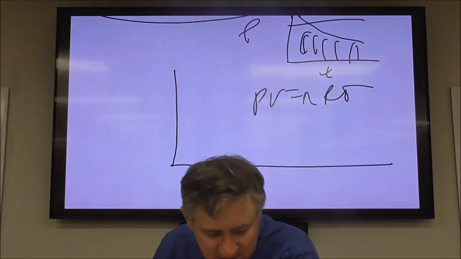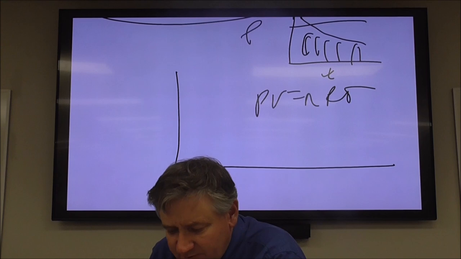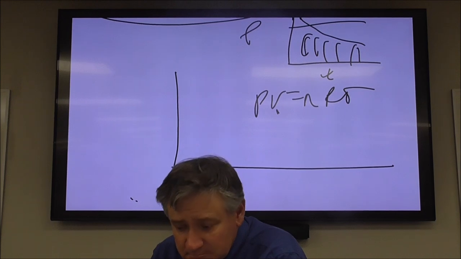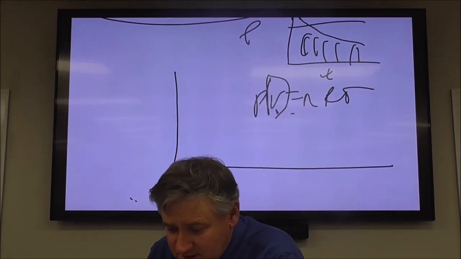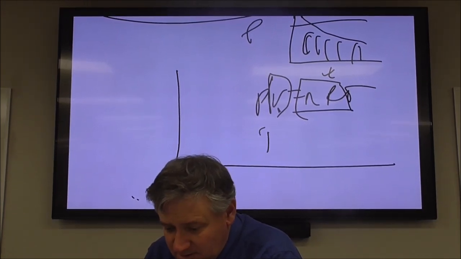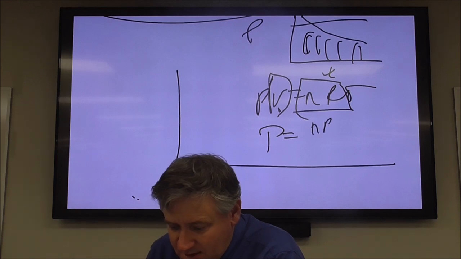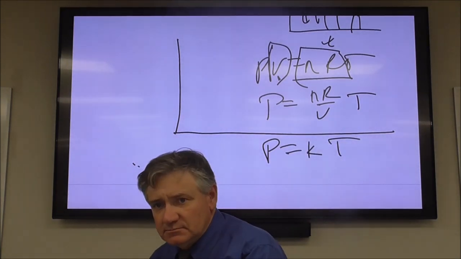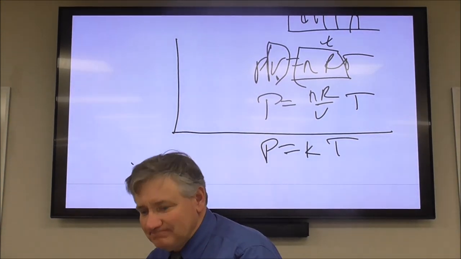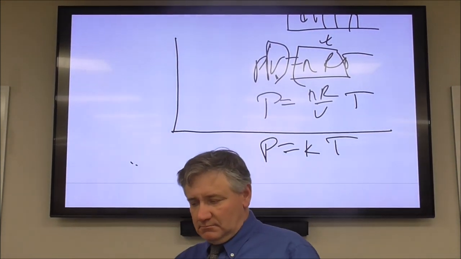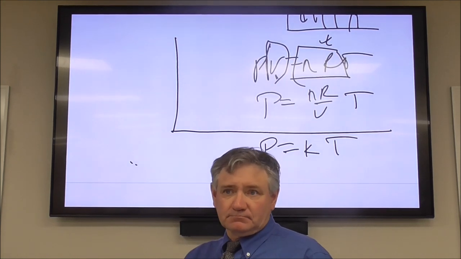Okay, so what's happening on this one, are you changing the volume on experiment number three? No. Okay, so that's a constant. We're not changing N or R. So they have to both increase at the same time to be equal. Yeah, because basically if you divide by the volume, you get pressure equals basically a constant times the temperature. It's a linear function. Okay. Don, did I answer your question? Yes. Okay.